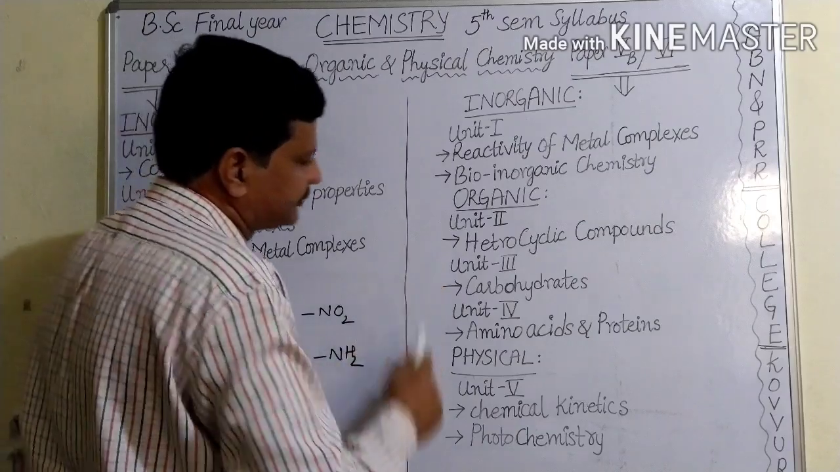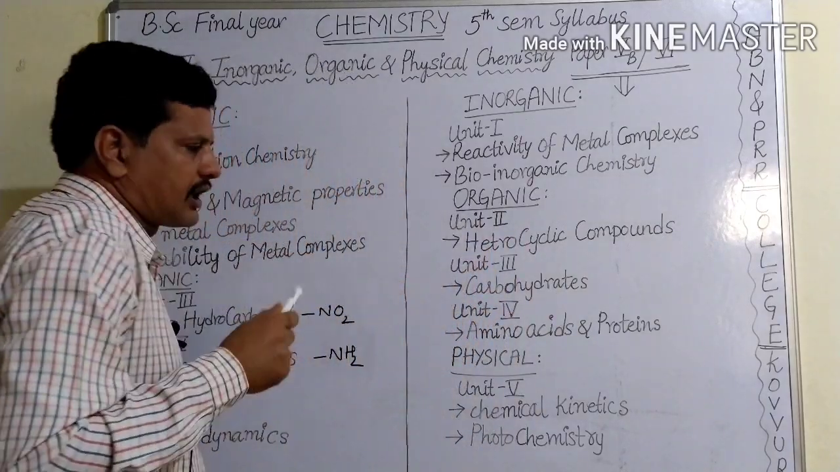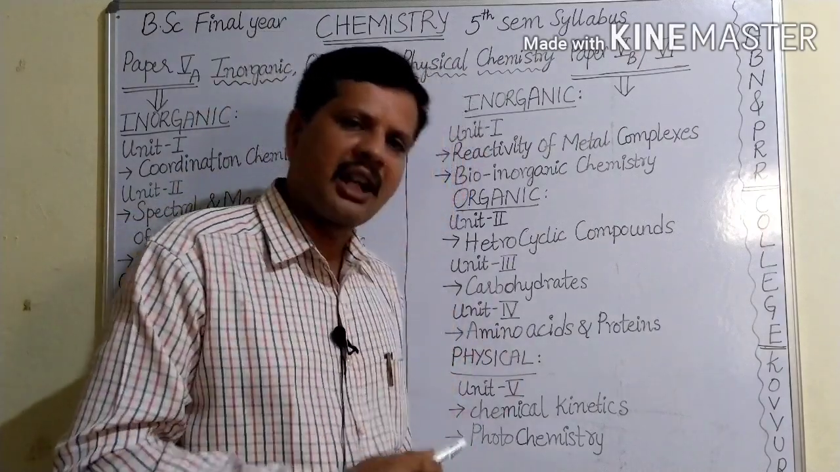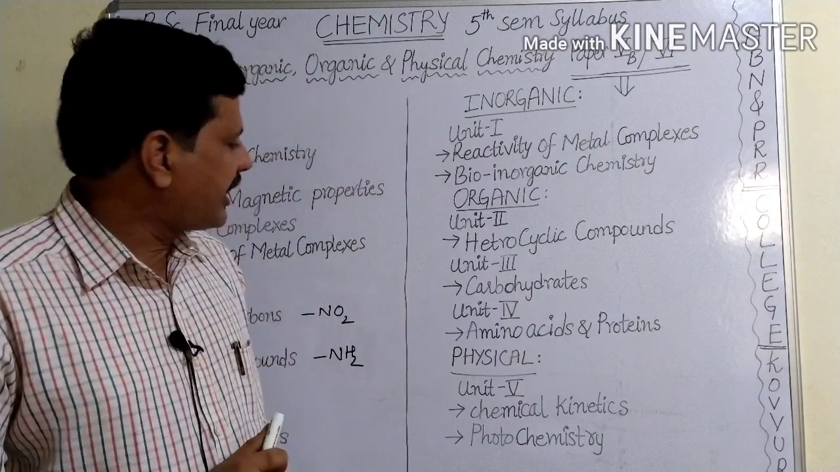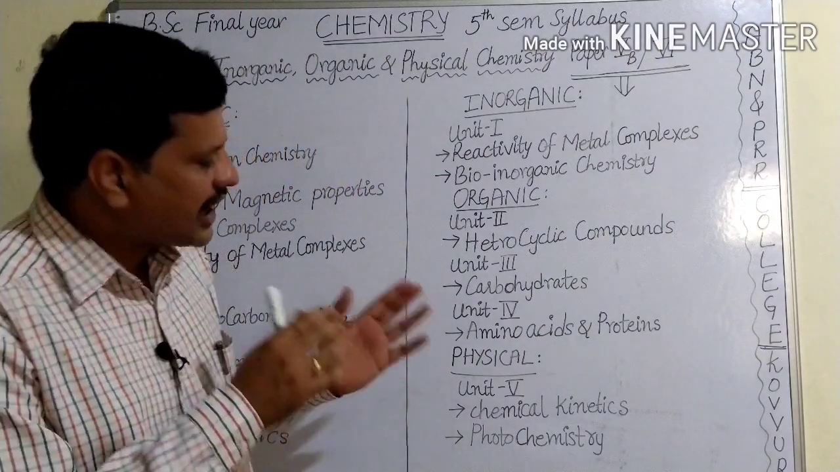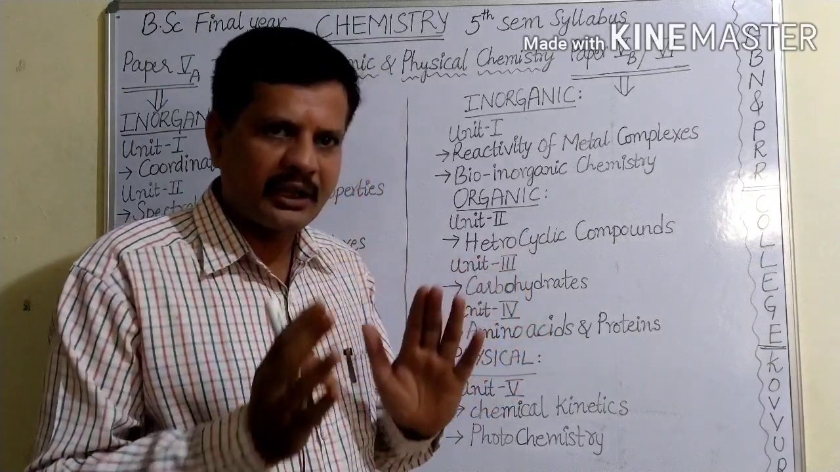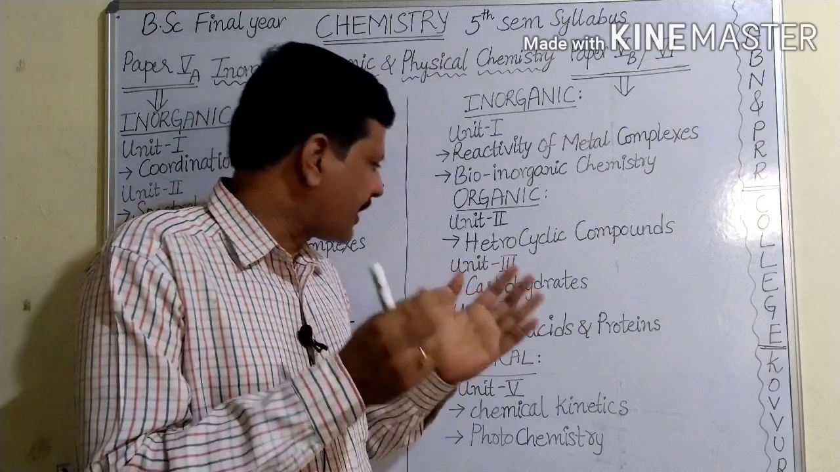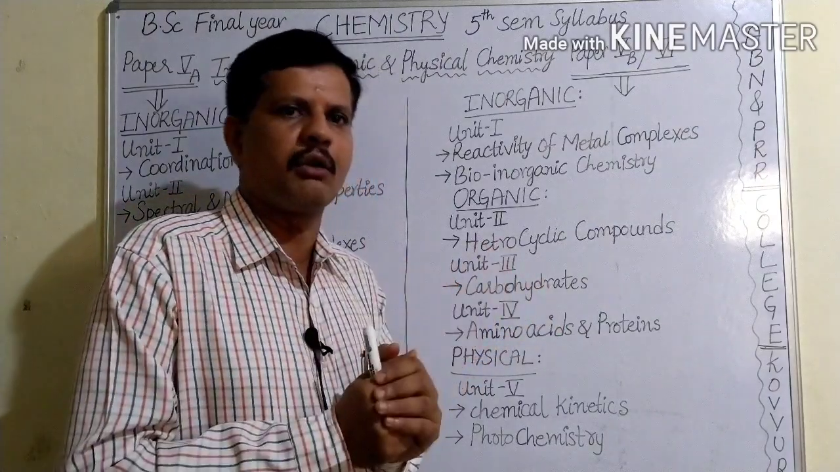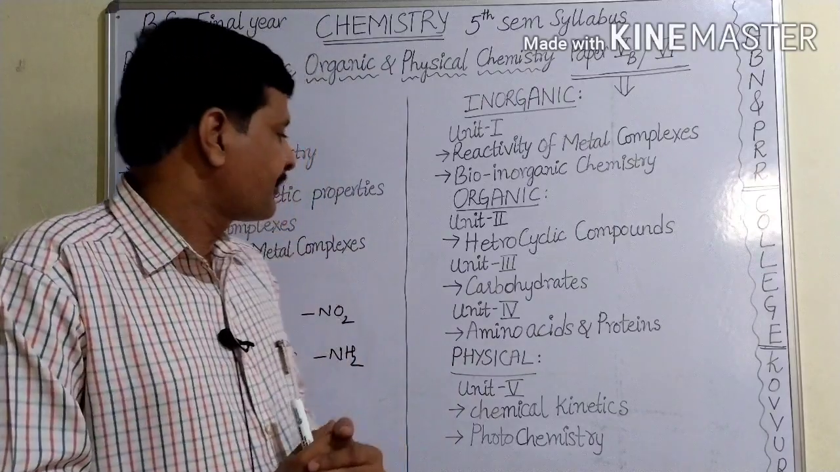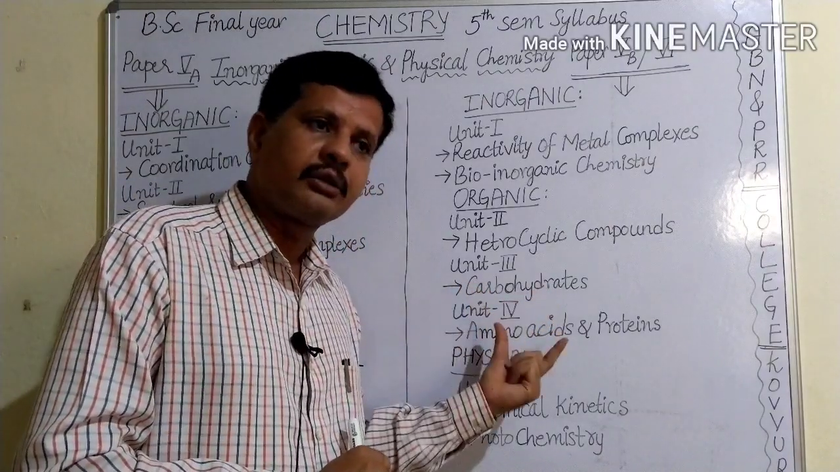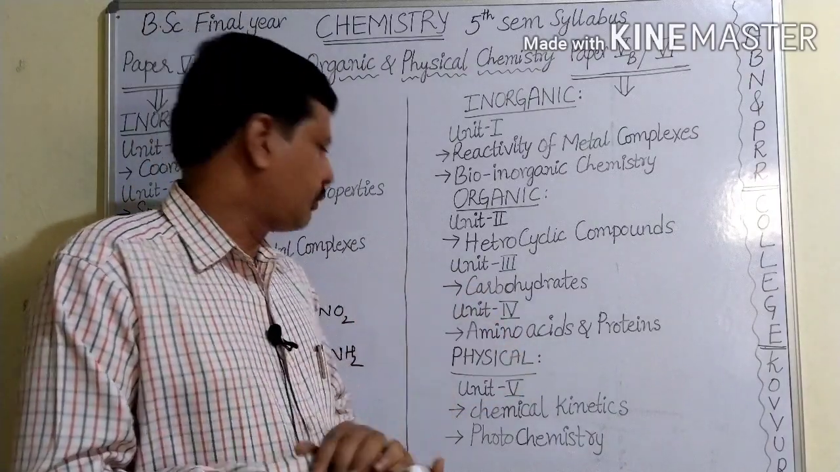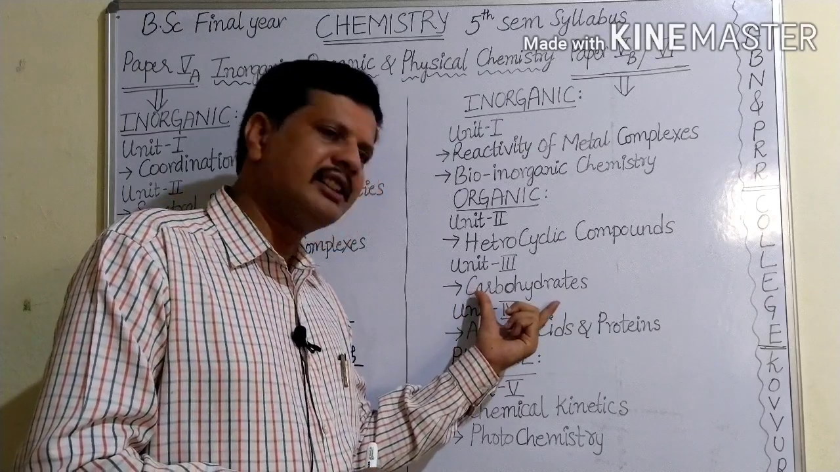Then come to unit 3, carbohydrates. First of all we learn the definition of carbohydrates, then classification, biological classification of carbohydrates, and then monosaccharides, glucose, fructose, structural elucidation of glucose, structural elucidation of fructose. That means open chain structure of glucose, cyclic structure of glucose, pyranose structure of glucose, etc. Also the conversions from aldopentose to aldohexose, etc. Conversions are also learned in this topic.